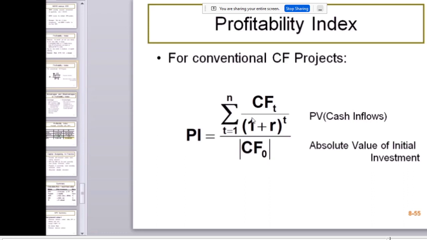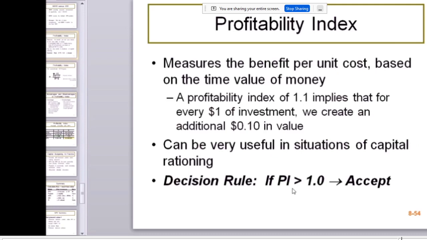Whenever NPV is greater than 0, it means all of the future positive cash flows are greater than the initial costs. For profitability index, in the same situation, the numerator is greater than the denominator, so the profitability index is going to be greater than 1. So whenever NPV is greater than 0, profitability index is greater than 1. Hence, our decision rule for the profitability index is we accept the project if profitability index is bigger than 1.